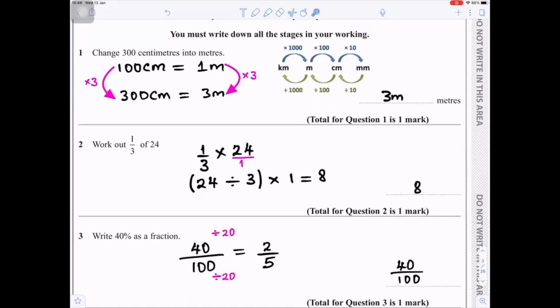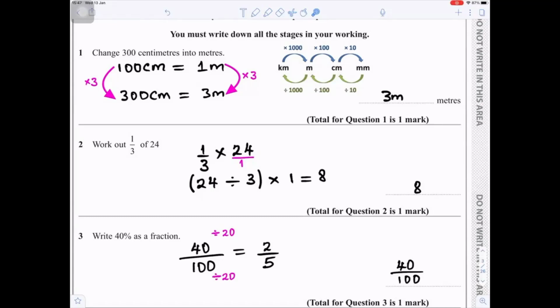Or you can look at it this way. 100 centimeters is 1 meter. 100 times 3 gives you 300 centimeters, and 1 times 3 is 3. So 300 centimeters is 3 meters. Or you just divide 300 centimeters by 100. And that gives you 3 meters.